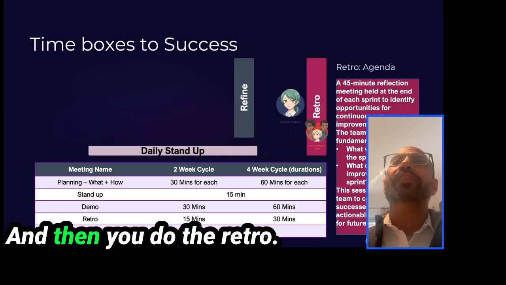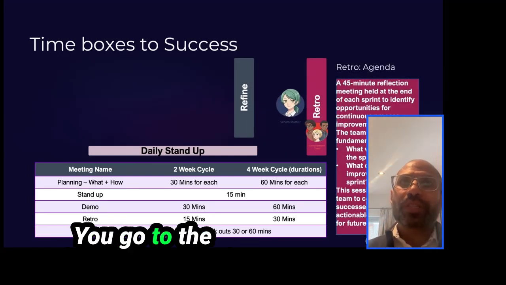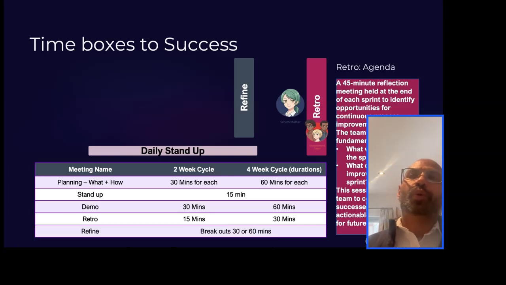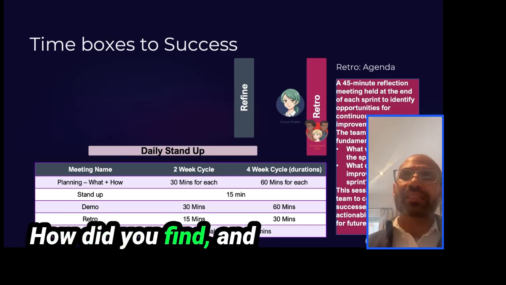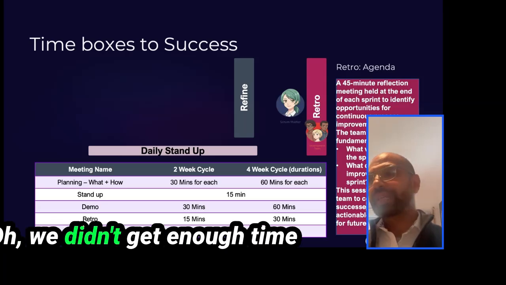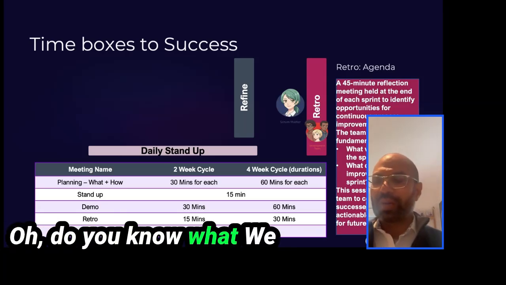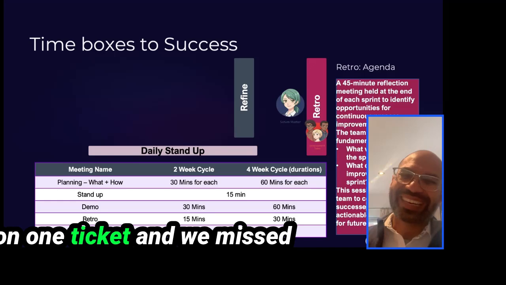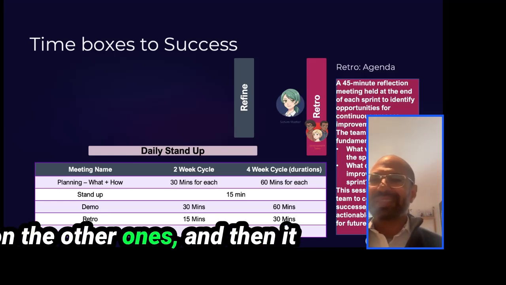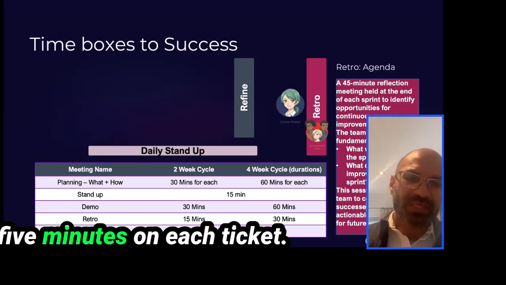And then you do the retro. So the retro is really important. I wouldn't skip it. You go to the developers and say, hey, how did you find, and you go back through the meetings. How did you find the how meeting? Oh, we didn't get enough time with the product manager. Okay. How did you find the what meeting? Oh, do you know what? We spent too much time on one ticket and we missed out getting lots of the details in the other ones. And then it was hard to get people's time. We should maybe only spend 5 minutes on each ticket.